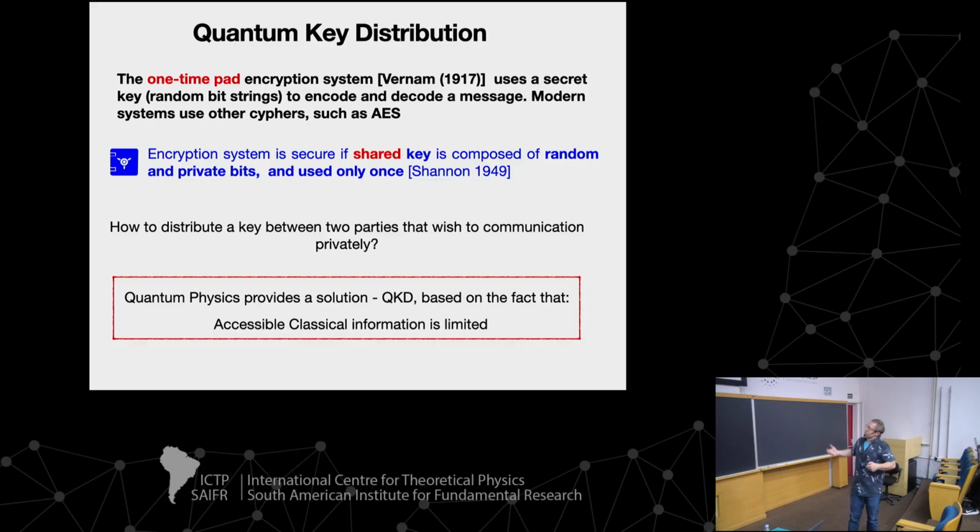The question then is, how do you distribute this key? Quantum key distribution is a possible solution given by quantum mechanics, and it's based on the fact that quantum physics has inherent randomness built in. You can do a measurement such that the output is completely random, and also you can encode information in such a way that a person cannot access all of the available information. So the access to classical information that you encode in a quantum state is limited.